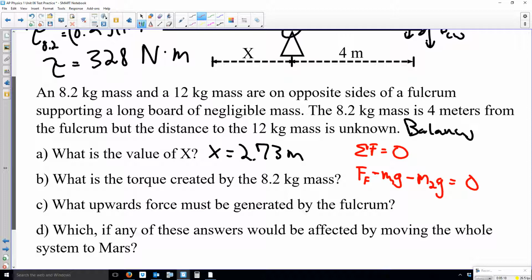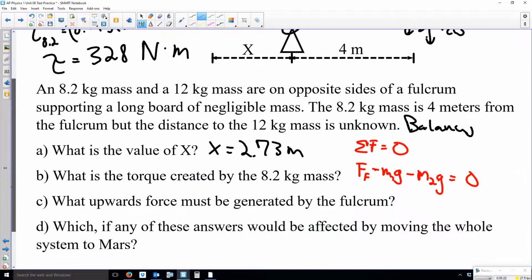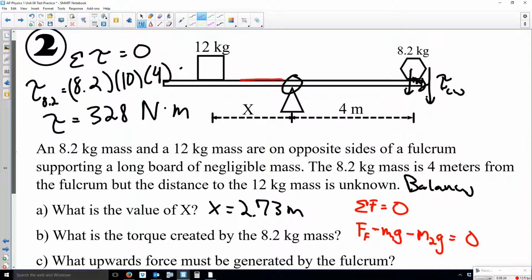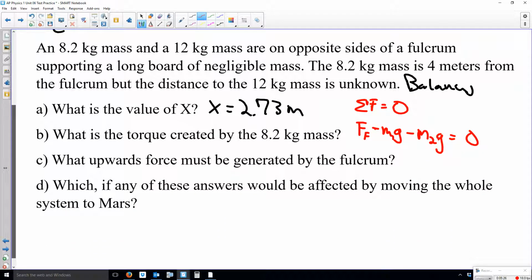So for the force of the fulcrum, we've got an 8.2 and a 12 kilogram mass here, and I'm going to add both of these over to the other side. So the force of the fulcrum is equal to 8.2 times 10 plus 12 times 10. So 120 plus 82 should be 202 newtons upward.